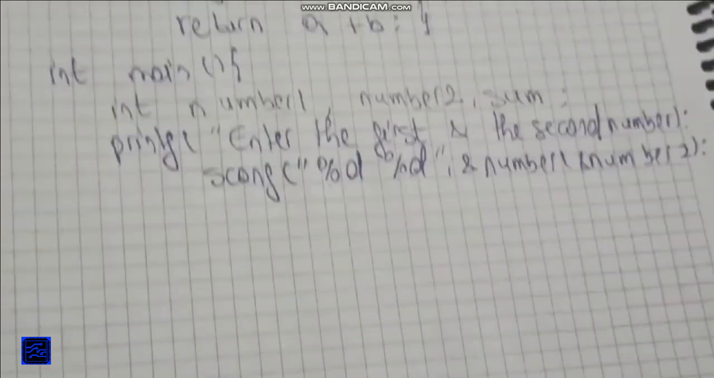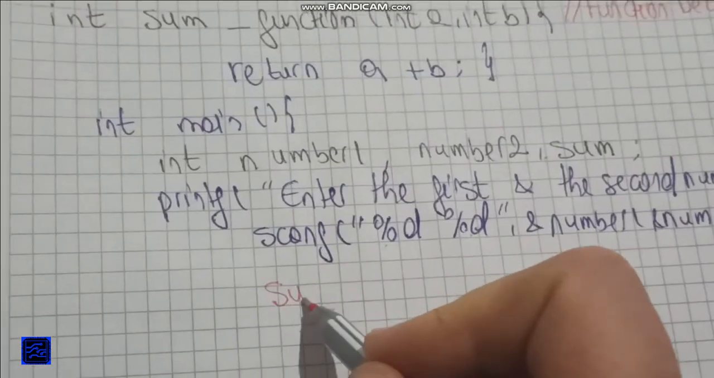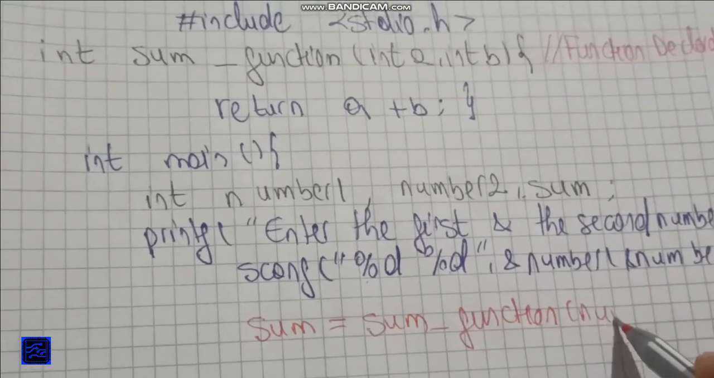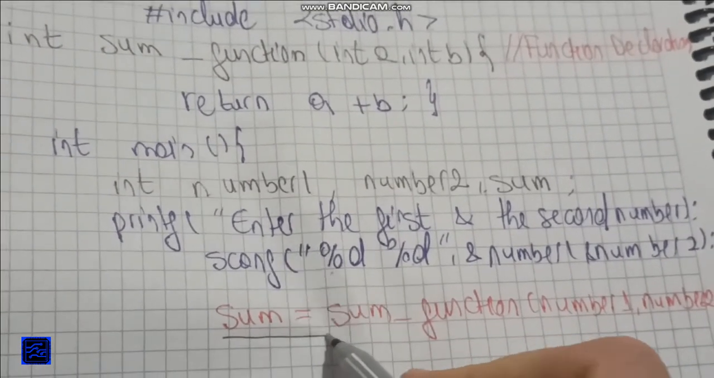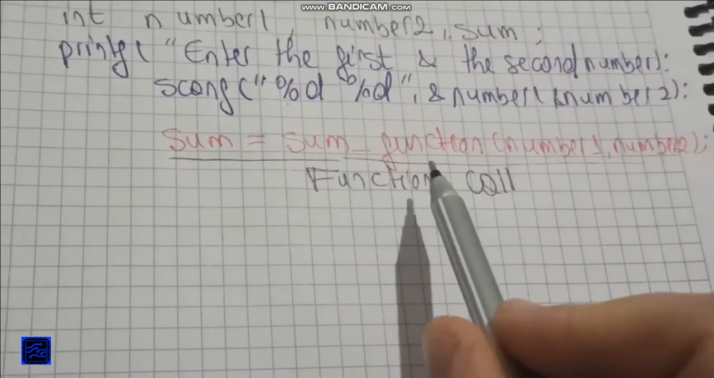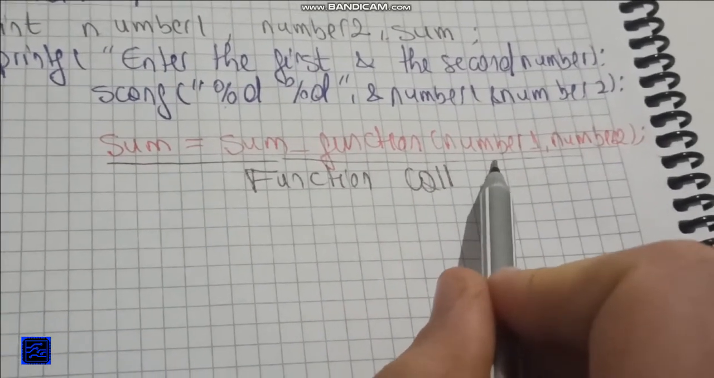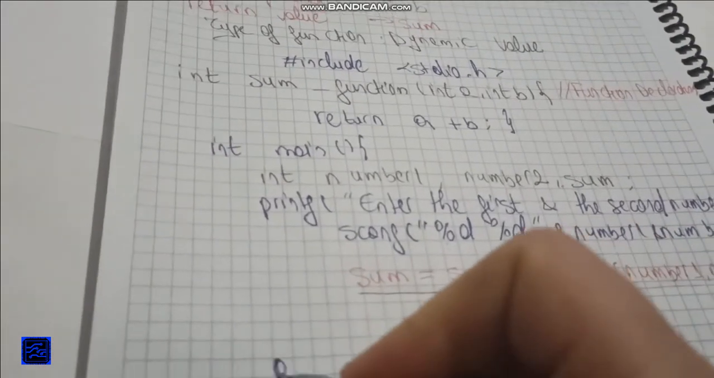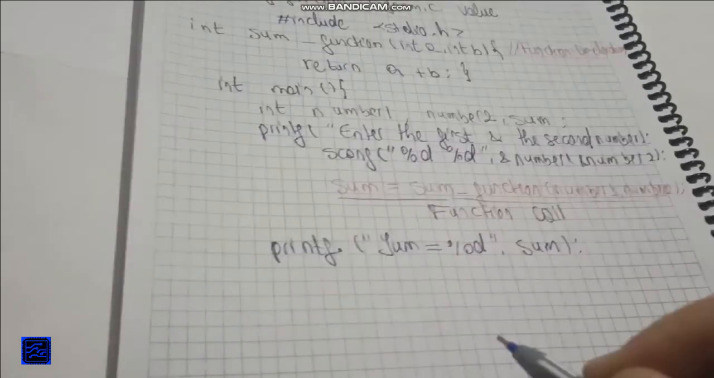Now we need a variable, that is sum, and we'll say sum equals sum function for number1 and number2. That is the function call. This function will return the sum of two numbers, number1 and number2. And we'll say printf sum equals %d and sum, at the end return 0.